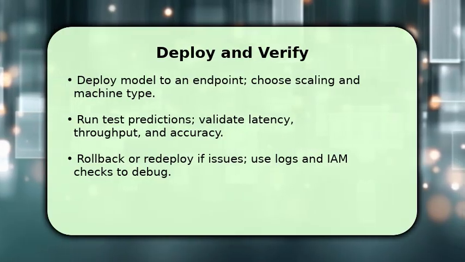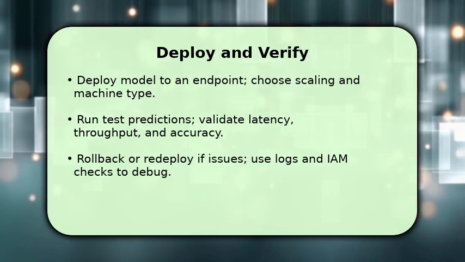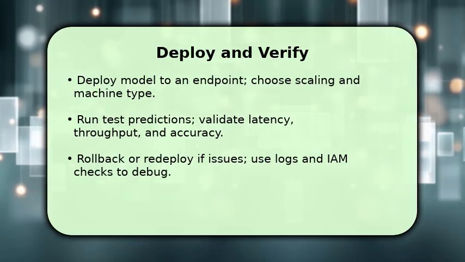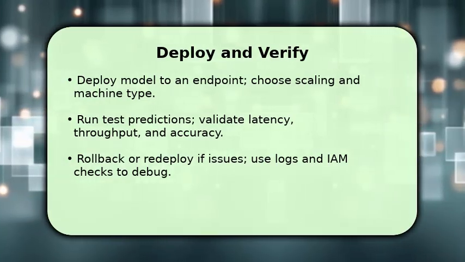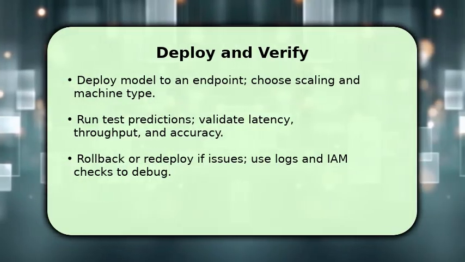If something goes wrong, check deployment logs, IAM permissions, and quota limits, then roll back or redeploy with adjusted resources. One key troubleshooting tip: inspect service account permissions and API quota errors first. They cause most failures.